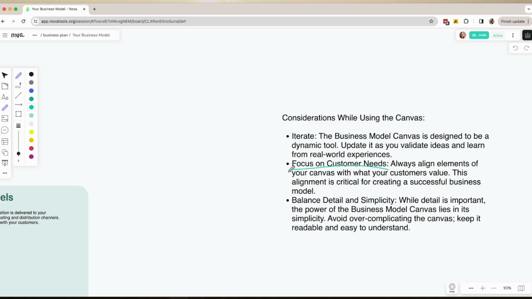Next, focus on customer needs. Always align elements of your canvas with what your customers value. This alignment is critical for creating a successful business model.